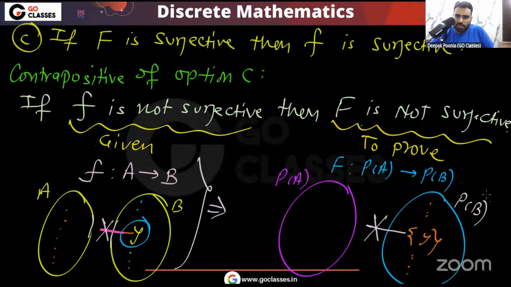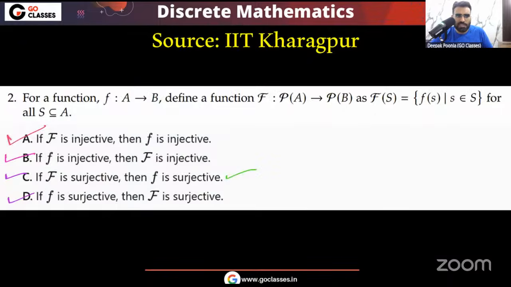In the capital F, in the codomain, there is this element, the set containing y, and it will not have any preimage because no one will map to this element. So I can say that capital F is also not surjective. That's it. Hence proved. Now let's see option D. If small f is surjective, then capital F is surjective. This is what we want to prove.